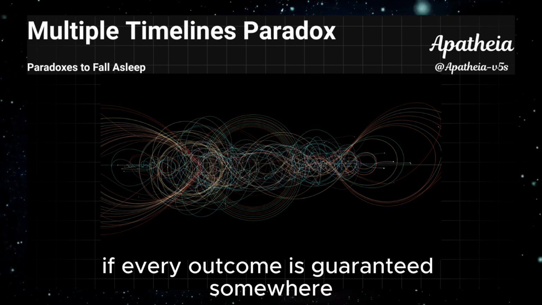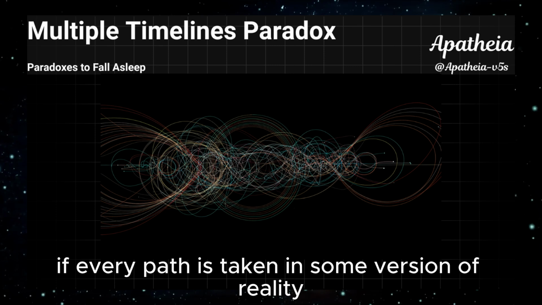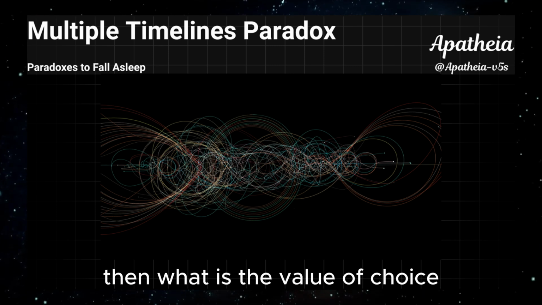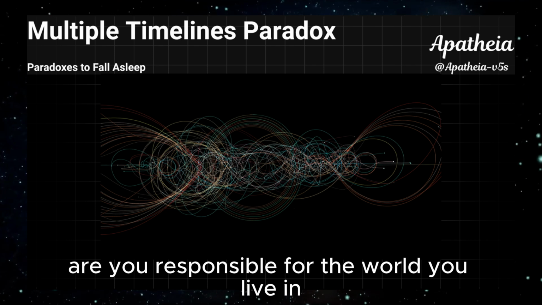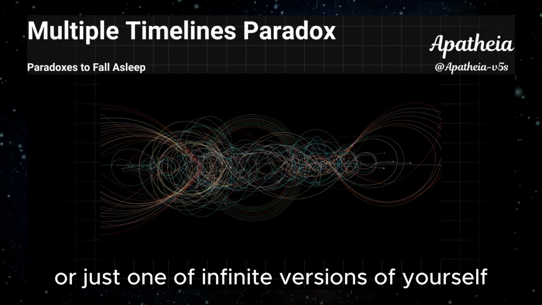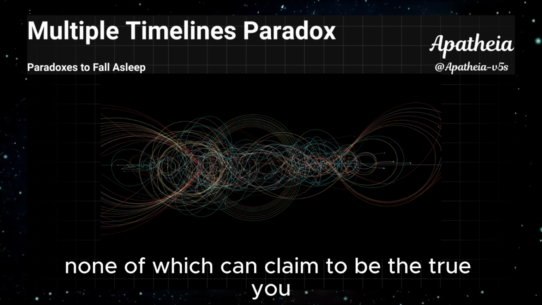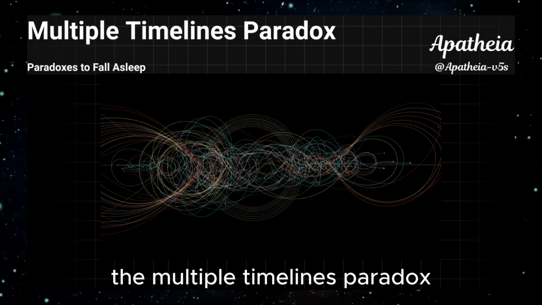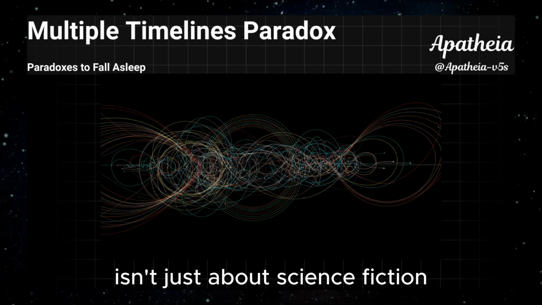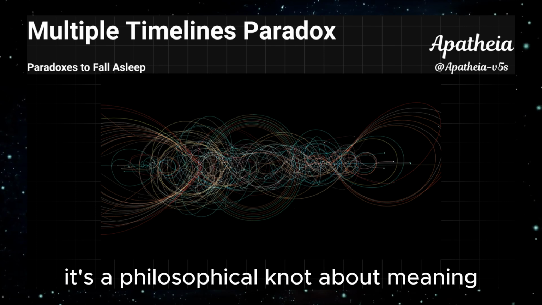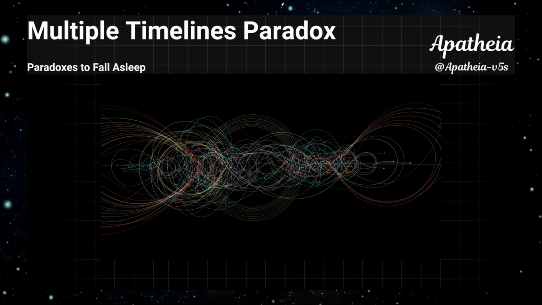If every outcome is guaranteed somewhere, if every path is taken in some version of reality, then what is the value of choice? Are you responsible for the world you live in? Or just one of infinite versions of yourself, none of which can claim to be the true you? The multiple timelines paradox isn't just about science fiction or alternate realities. It's a philosophical knot about meaning, morality, and identity.